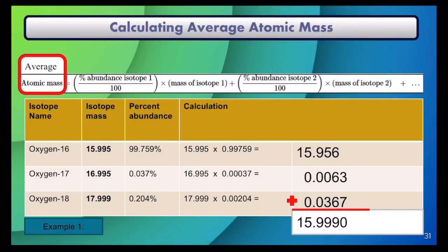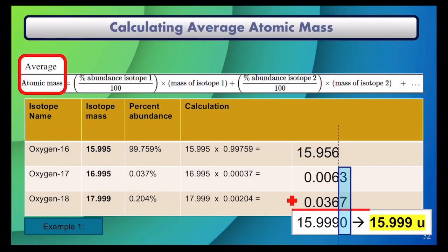So now here we go. This is the sum down here, 15.9990. Now remember the rules for significant digits when you're adding and subtracting. You want to go with the least precise value as the basis for recording your answer. So our least precise value is the first one, 15.956. It ends at the thousandths place. So that means our final answer must also stop at the thousandths place.